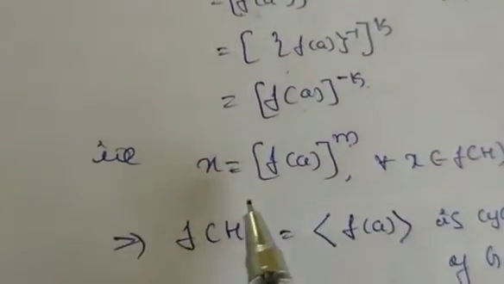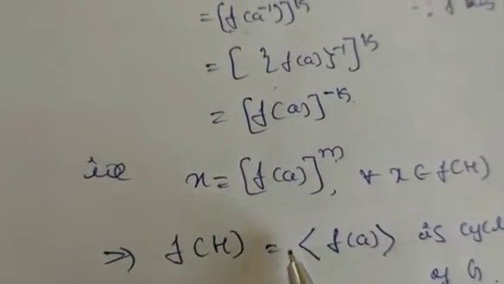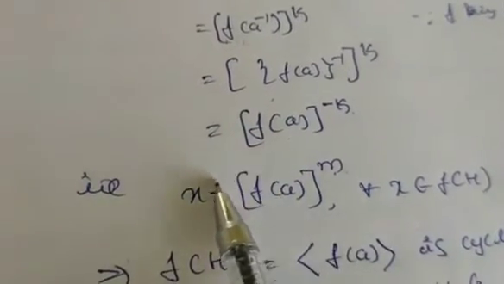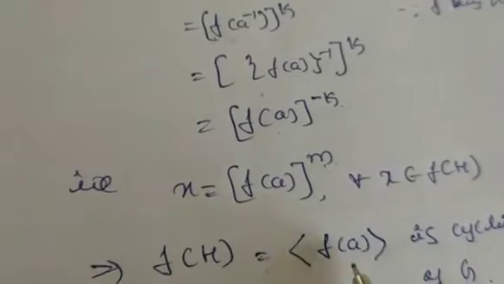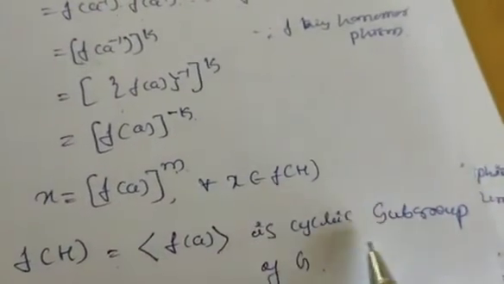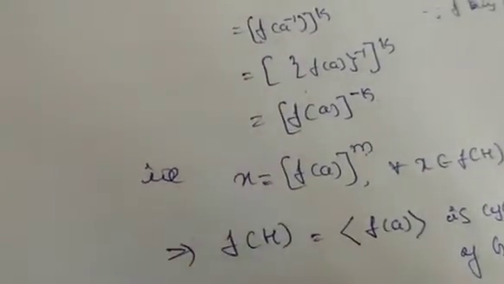This implies f of H is equal to the set of f of a to the power of m, which is a cyclic group generated by f of a. It is a cyclic subgroup of G. So this is the proof of this theorem.